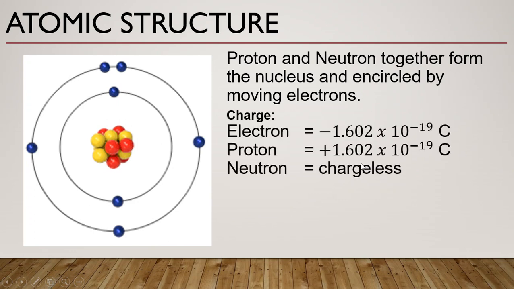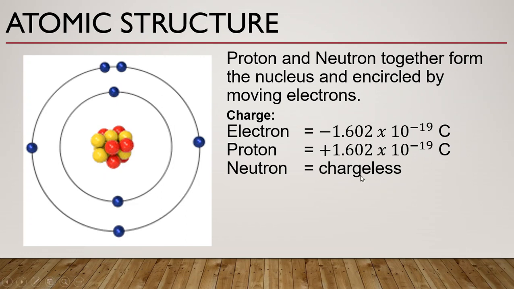Ang electrons ay negative 1.602 times 10 raised to negative 19 coulomb, and ang proton naman is positive 1.602 times 10 raised to negative 19 coulomb. While yung neutrons are electrically neutral or chargeless.